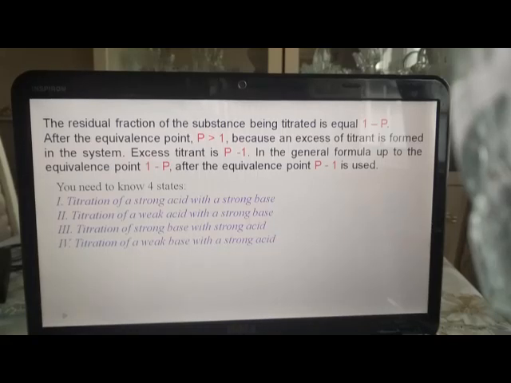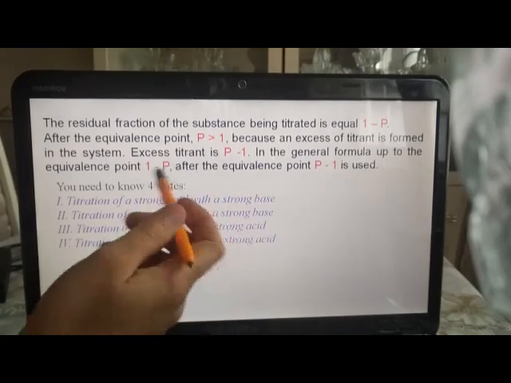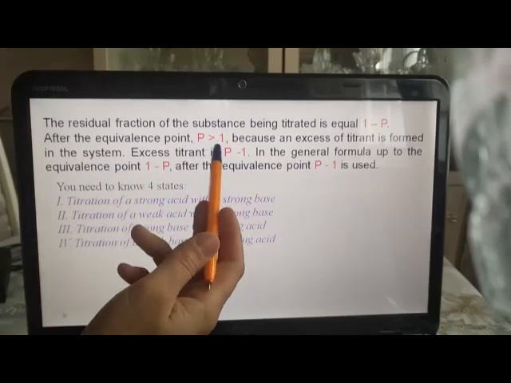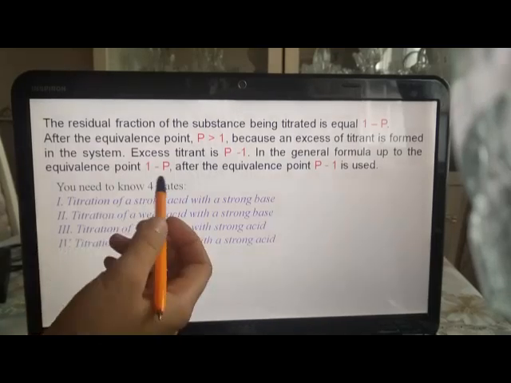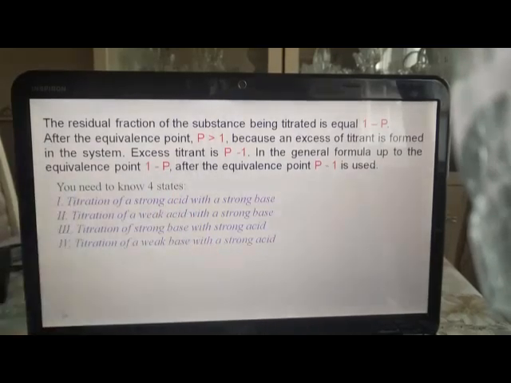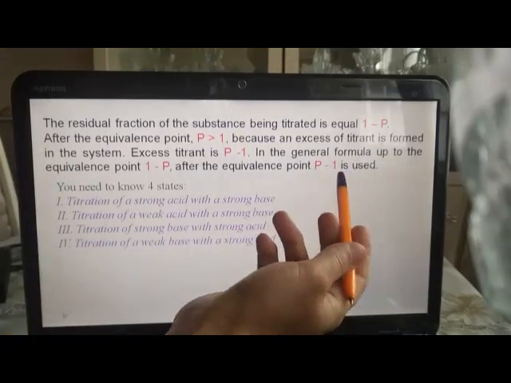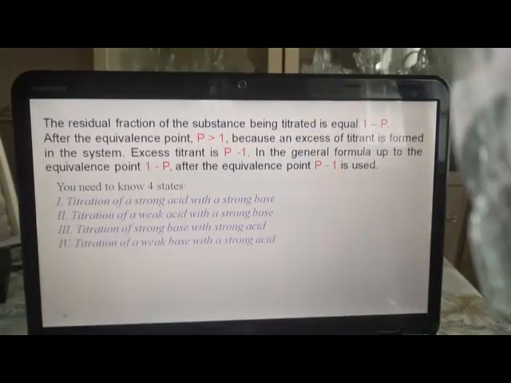Excess titrant is P after the equivalence point, P more than 1, because an excess of titrant is formed in the system. Excess titrant is P minus 1. In the general formula, up to the equivalence point it is 1 minus P. After the equivalence point, P minus 1 is used. You need to know four cases.